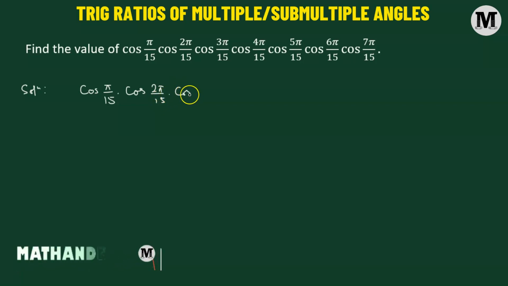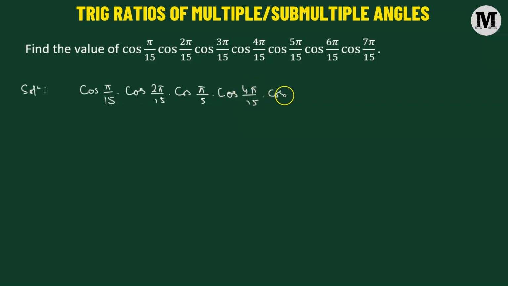times cosine of 3 pi over 15, but we can simplify this to get pi over 5, multiplied to cosine of 4 pi over 15 times cosine of 5 pi over 15, that corresponds to pi over 3, times cosine of 6 pi over 15 can be also expressed as 2 pi over 5 multiplied to cosine of 7 pi over 15. Now we're going to combine few terms.